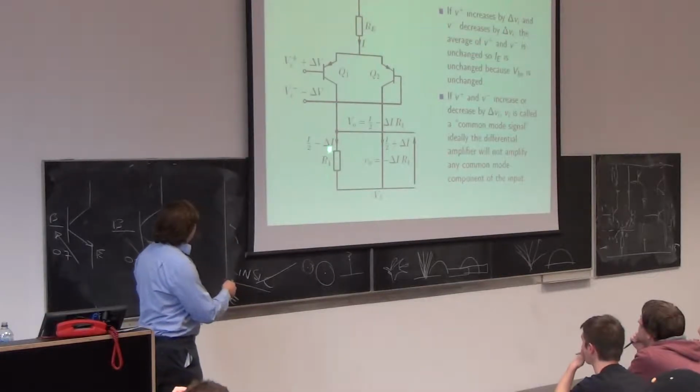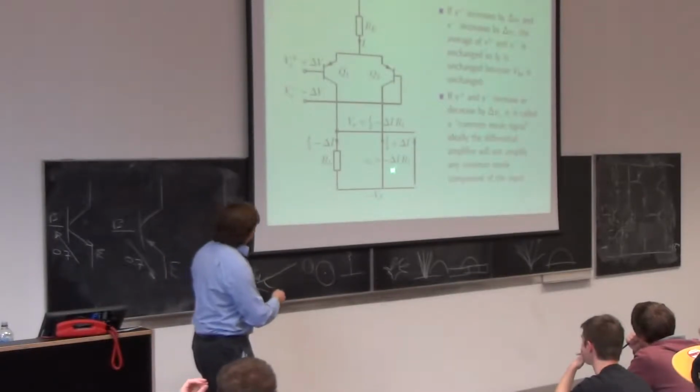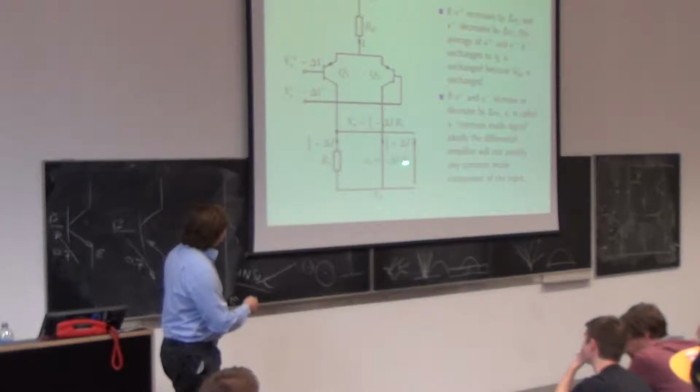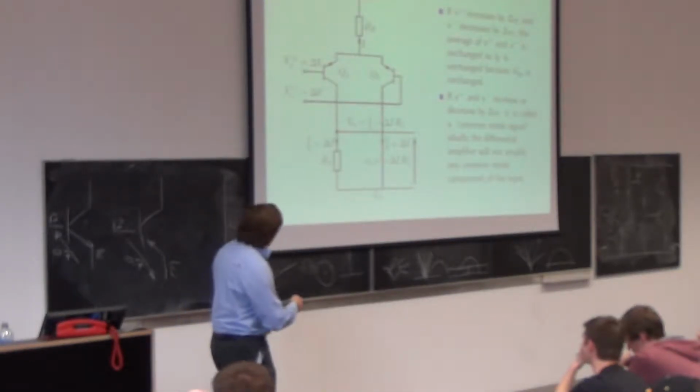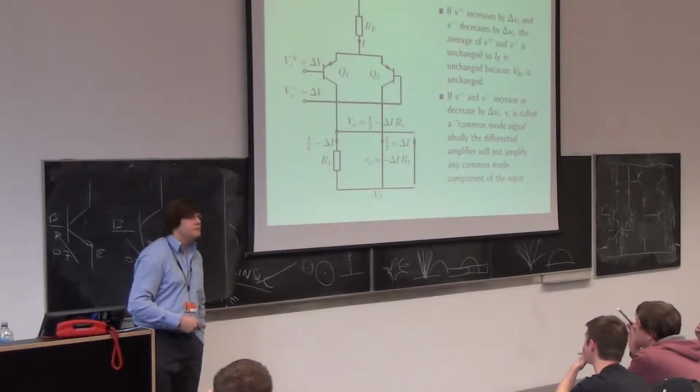And as a result of R1 being there and this current getting slightly smaller, VOut is now minus delta I times R1. I've ignored that, but it's Ohm's law across that resistor. Happy?